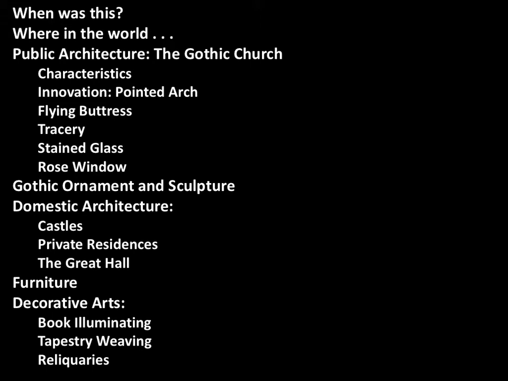We're also going to look at ornament and sculpture, as well as domestic architecture with castles and private residences and looking inside at the Great Hall. Then we'll look at some iconic furniture and then the decorative arts that shows up with some book illumination, as well as tapestries and reliquaries.